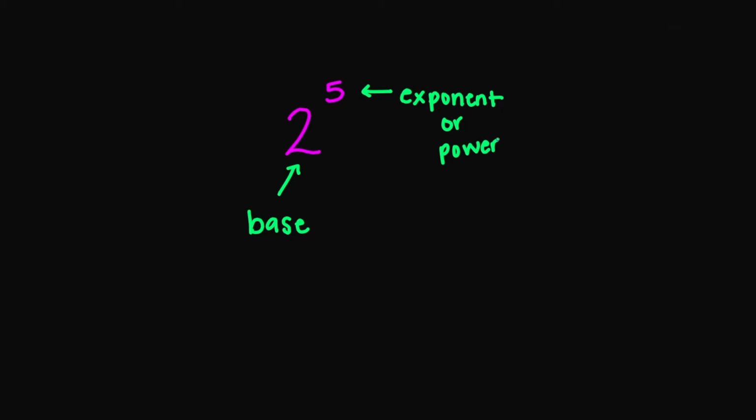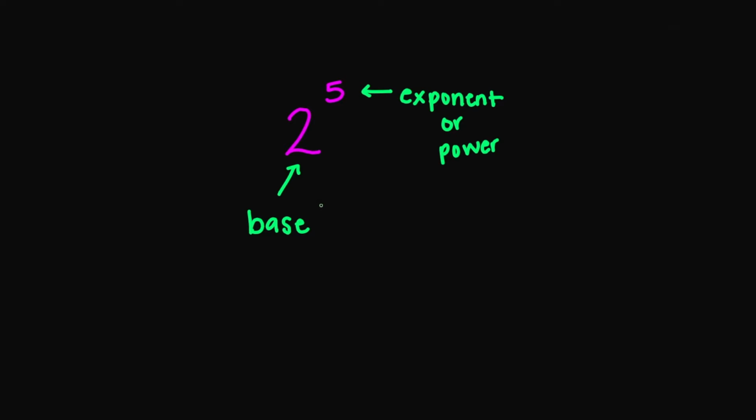Today we will review exponents and go over a basic review of exponents. I know you guys have seen the common example 2 to the 5th power, where your 2 is your base and your 5 is your exponent, also called power. An exponent is pretty much the number of times the base number is multiplied by itself.